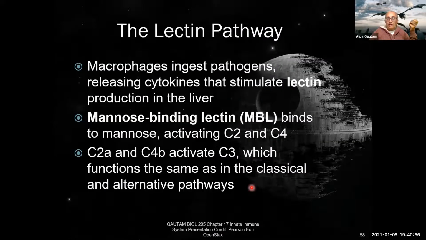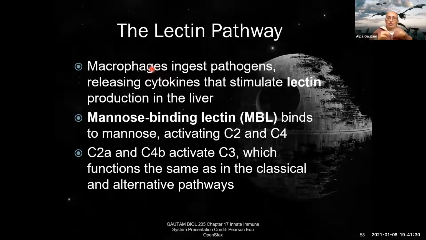Okay. Then the lectin pathway. In this case, what happens is when the macrophage ingests the pathogens, when the macrophages go through phagocytosis, remember what I said, you have the release of cytokines. So what cytokines do, and we've already seen two roles for cytokines already. One, the cytokines cause differentiation of the adaptive immune cell. So that cell goes through differentiation. You have proliferation, so you have more of those adaptive cells or more of those immune cells.